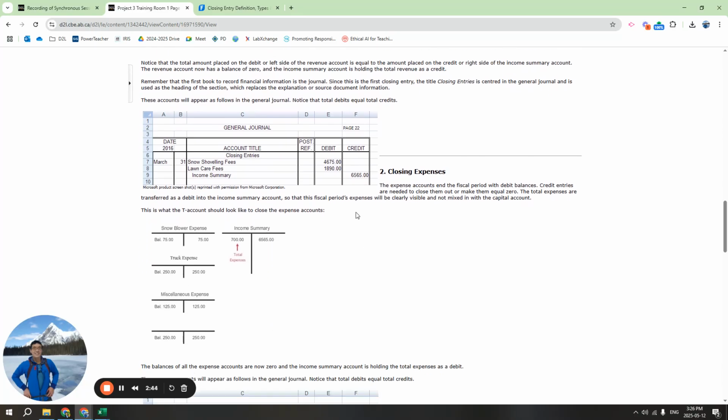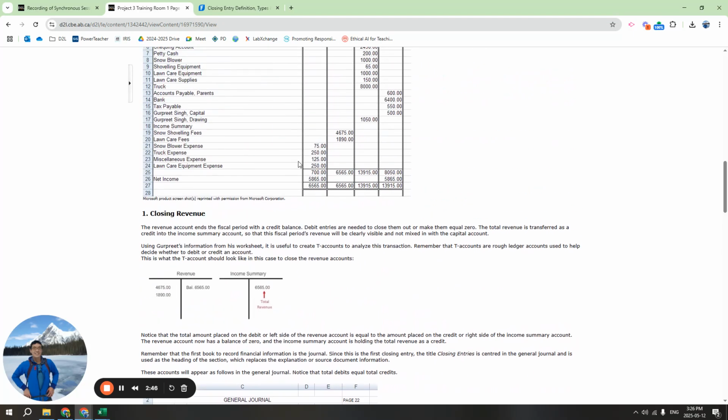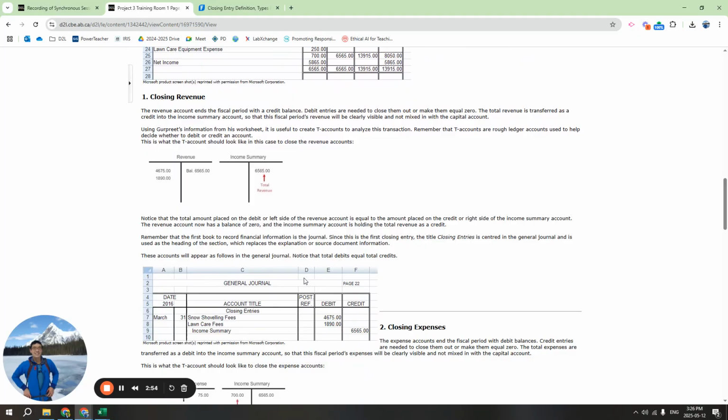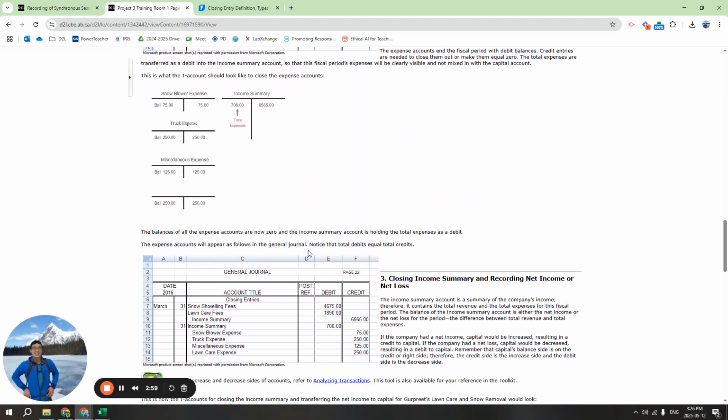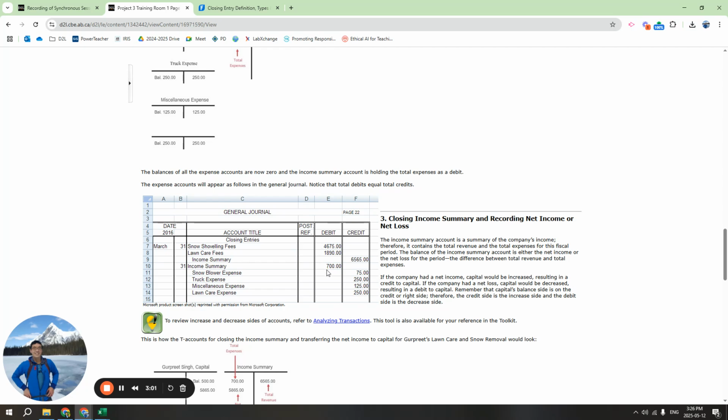we can close out expenses. We see that we have expenses called snowblower expense, truck expense, miscellaneous expense, and lawn care equipment expense. Those all have a debit balance in the ledger. So then we need to credit those accounts, and at the same time we need to debit the income summary account.